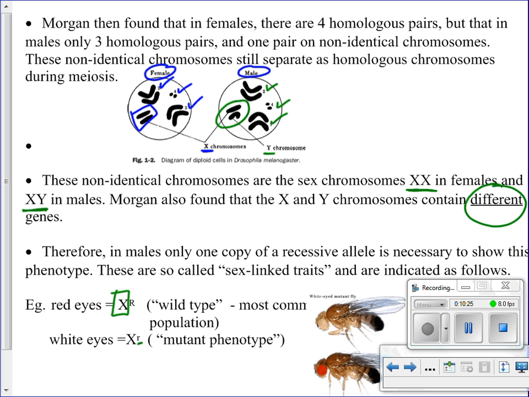We will find with this example they do use some slightly different notation. What they use is a W with a plus for the wild type, and whenever you see the plus, that simply means wild type when we're talking about the Drosophila. And they use a lowercase w without the plus to represent the white eyes.